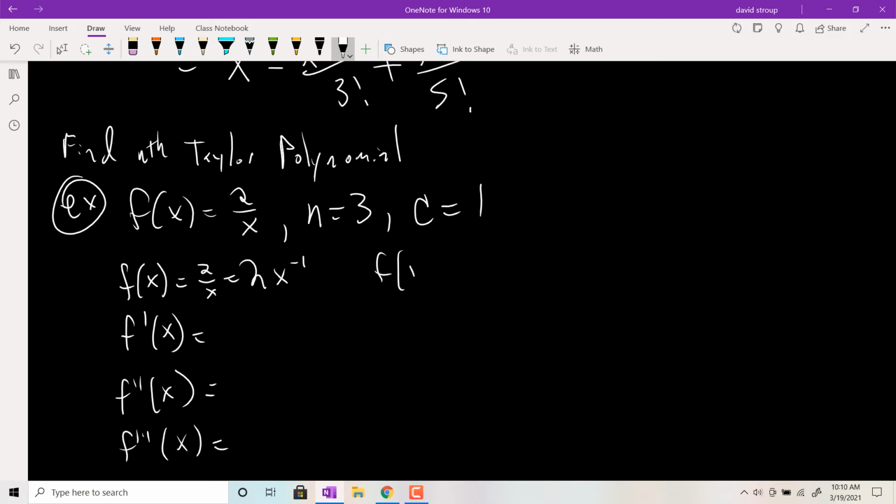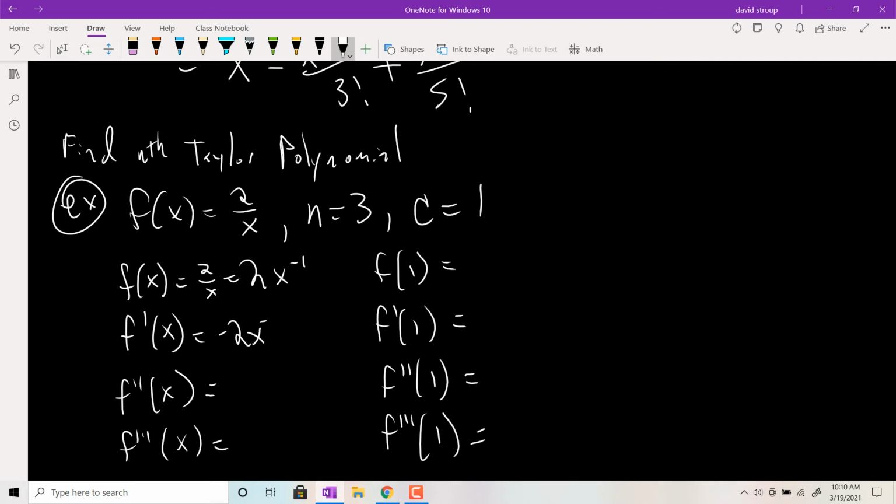And same for evaluating at the center. Okay, and then this will be -2 x to the -2. This will be +2 times 2, x to the -3. And then I like to not multiply everything out because it helps me see patterns and cancellations. Okay, that's a common technique amongst math people. So here, this next one will be -2 times 3 factorial x to the -4.